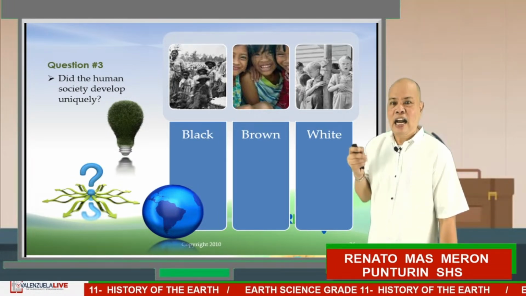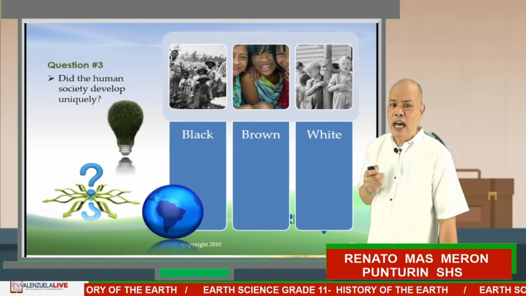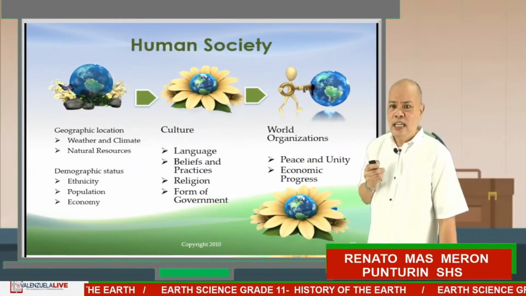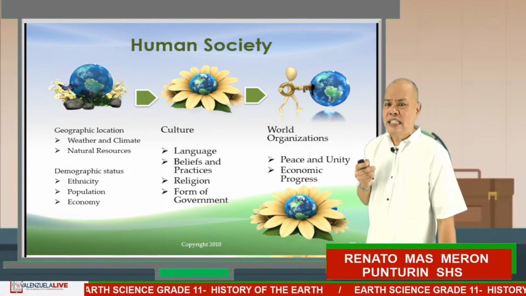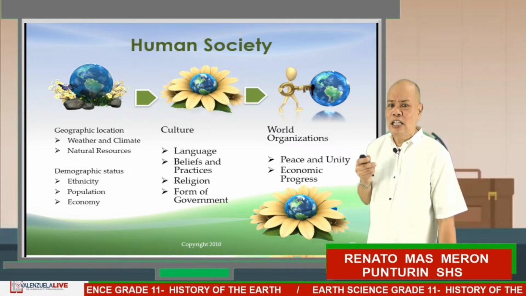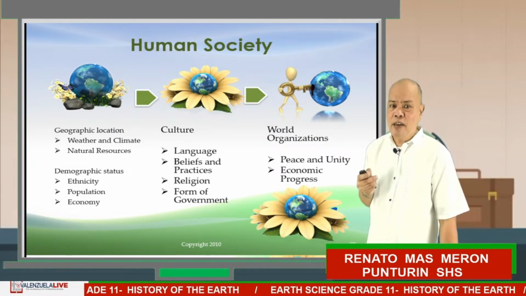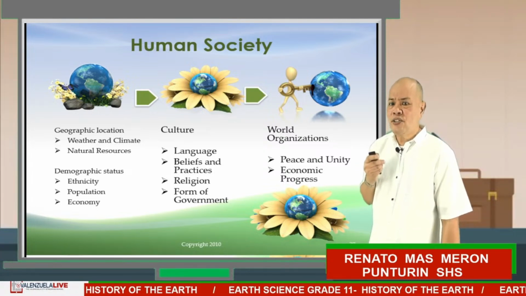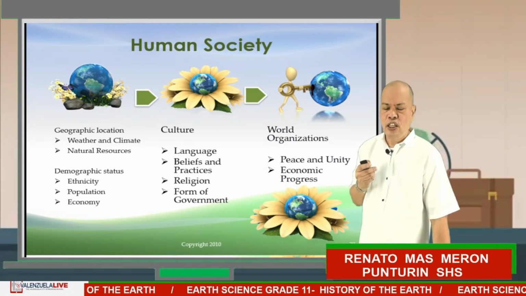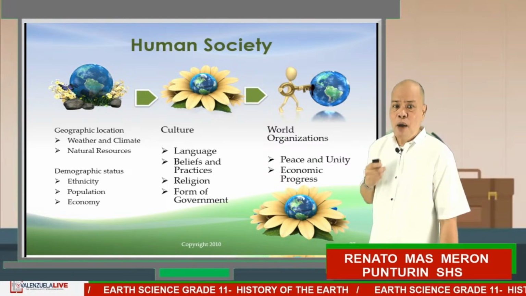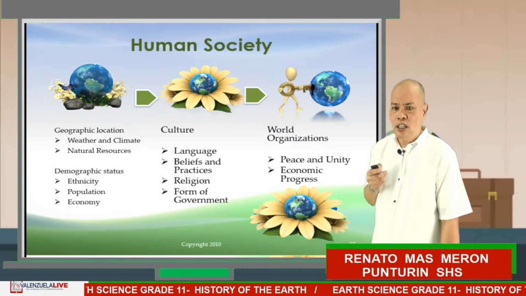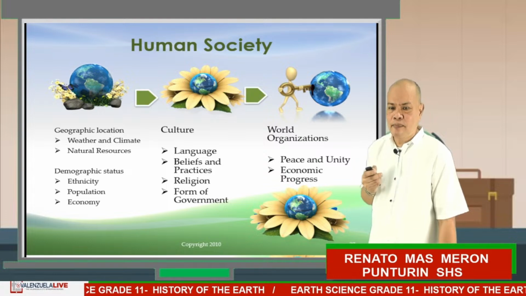Yes, there are various components to build up a human society. These are the answers on the previous questions. Humans need geographic location that has favorable weather and climate. Location that is rich in natural resources. Humans have demographic status such as ethnicity, population, and economy to work together as a team.